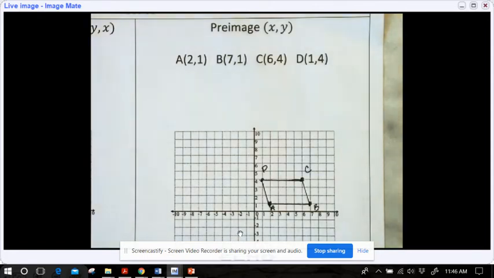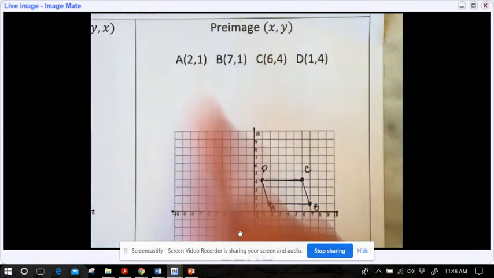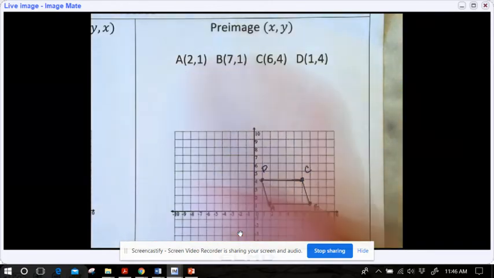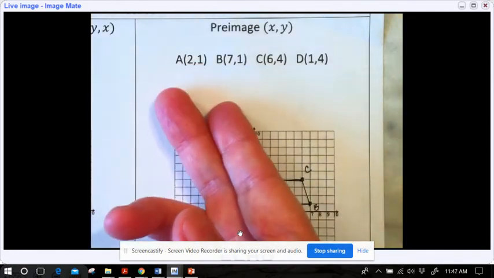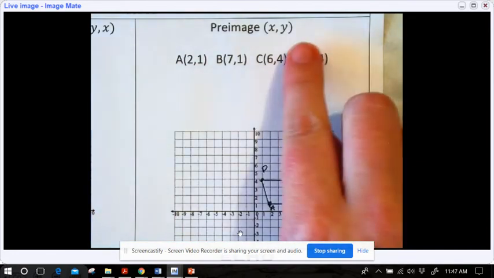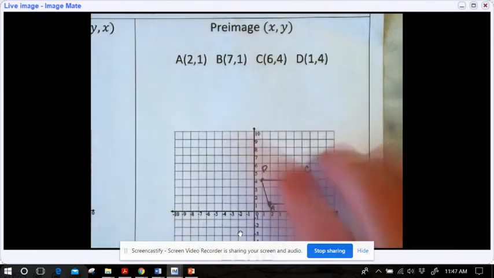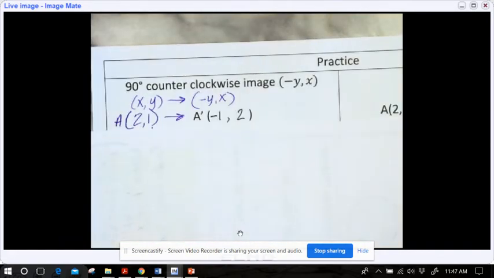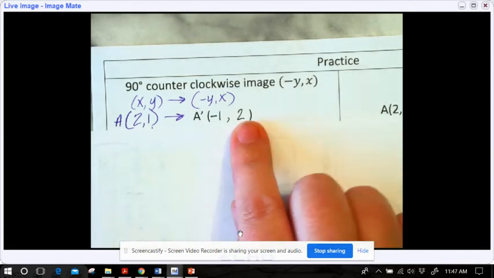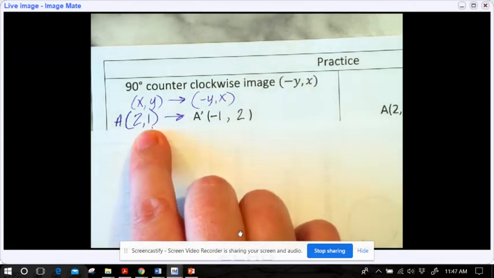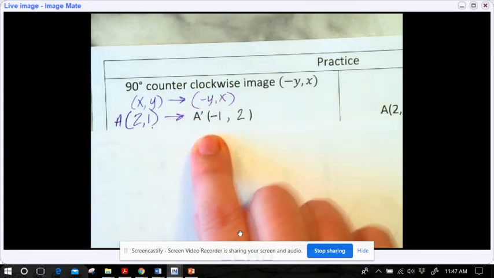We're going to take this pre-image and rotate it counterclockwise 90 degrees. So I'm going to take point A, take the x and y value, and switch them around so that I'll have 1, 2, and then make the y value the opposite sign. So let's see what that looks like. I take the original point, 2, 1, put the 2 in the back, the 1 in the front, and I change the sign of the y value to a -1.